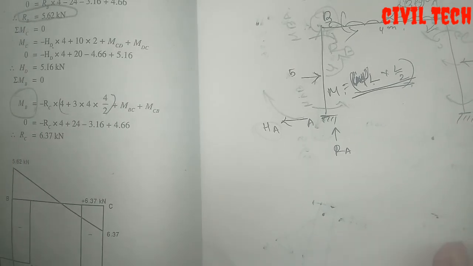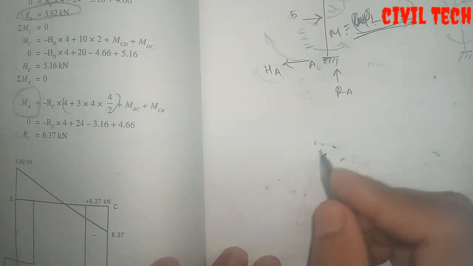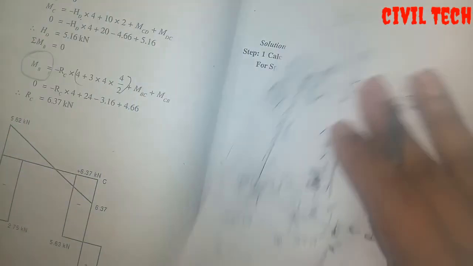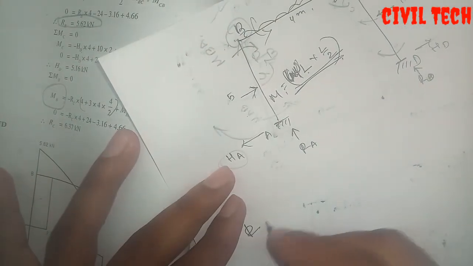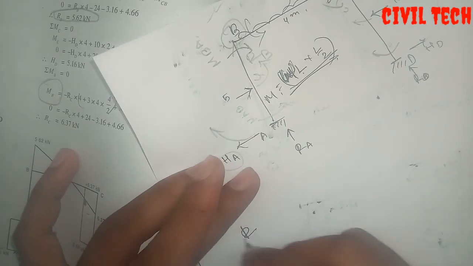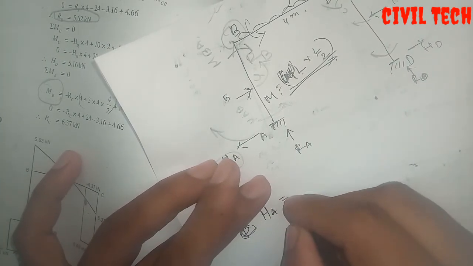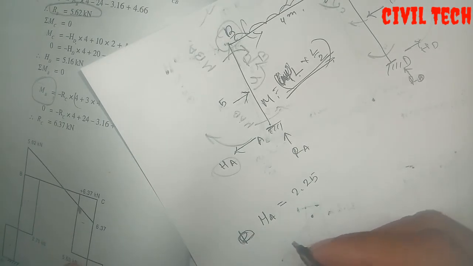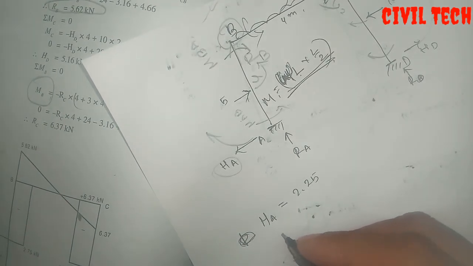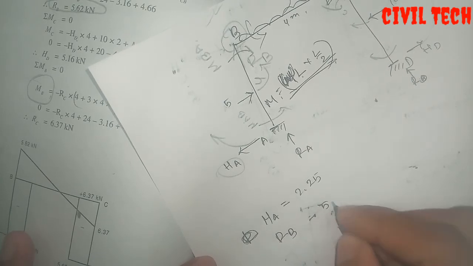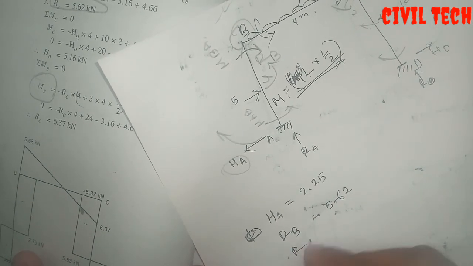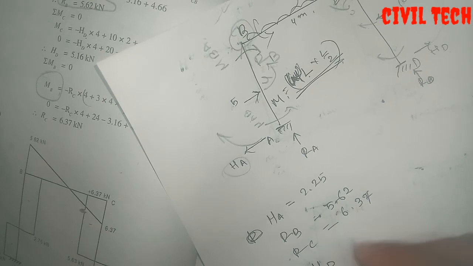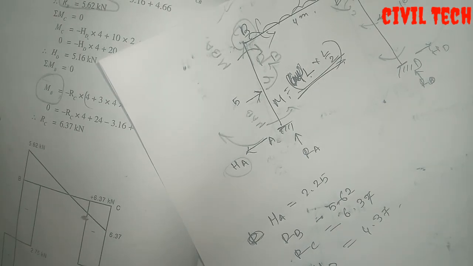Now we have found all the values, and now we have to draw. For drawing this diagram, see, we have the reaction values. HA is 2.25, RB is 5.62, RC is 6.3237, and HD is equal to 4.37. Okay, these are our values.